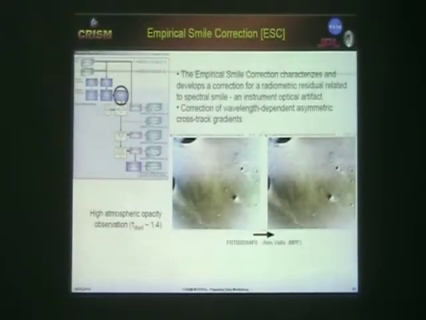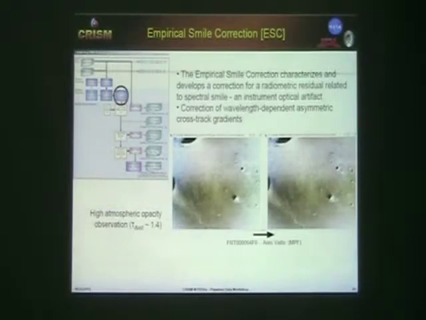All right, spectral smile is the next thing we're going to try to address. So, empirical smile correction. CRISM's radiometric calibration is very, very good, but there is a small radiometric calibration residual related to spectral smile. And in fact, you can see this is an observation from Edward's house. It's this cross-track wavelength-dependent gradient that shows up in some of the data. It's kind of blue-green on this side and blue on this side.